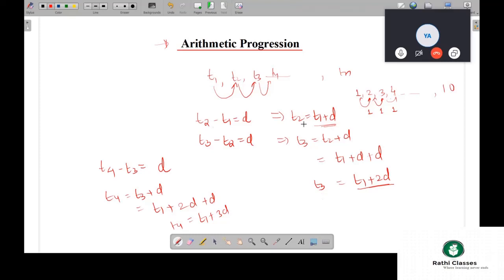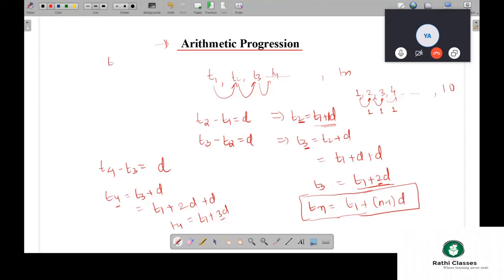So as you observe, if it is T2, it is 1 D. If it is T3, it is 2 D. If it is T4, it is 3 D. In general, if it is n, T1 plus n minus 1 into D. This is how we find any nth term of an arithmetic progression.